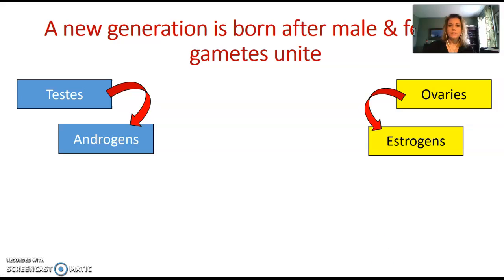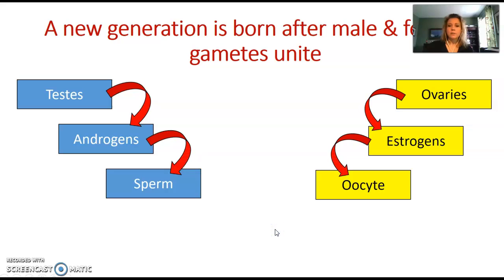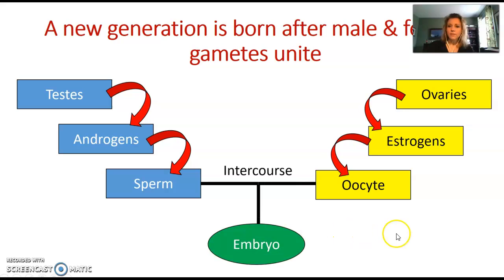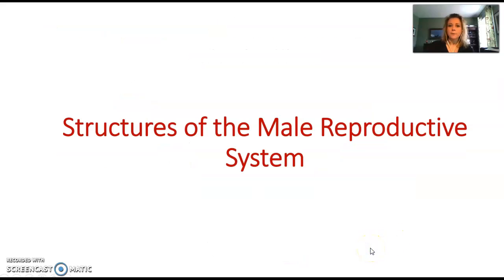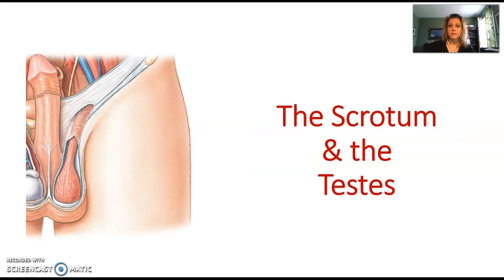So ovaries and testes are the gonads in each gender. Ovaries produce estrogens, and testes produce androgens, which are hormones that stimulate and support the growth and development of sperm and oocytes. Then during sexual intercourse, when these two unite and fertilization occurs, you get an embryo. So let's talk about the structures of the male reproductive system.